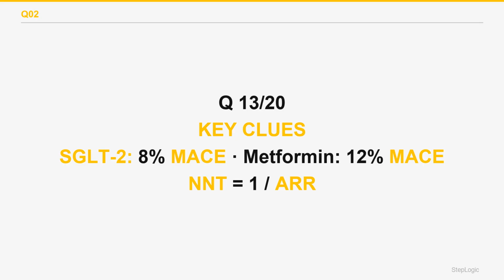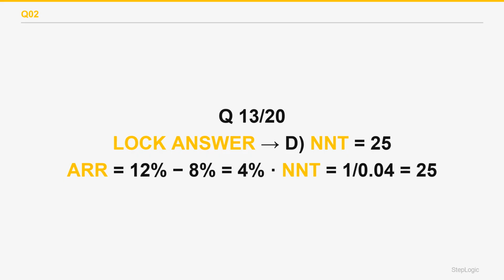You would need to treat 25 patients with an SGLT2 inhibitor instead of metformin for 3 years to prevent one additional MACE event. Common trap: confusing relative risk reduction with absolute risk reduction. Relative risk reduction here is 4 over 12, or 33%. That sounds more impressive but is less clinically useful than NNT. NNT always uses absolute risk reduction.